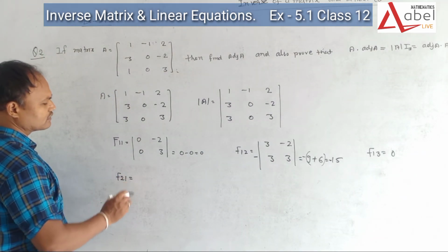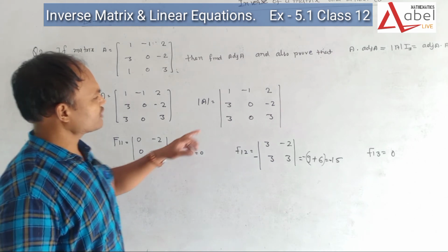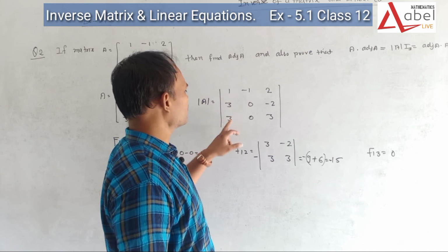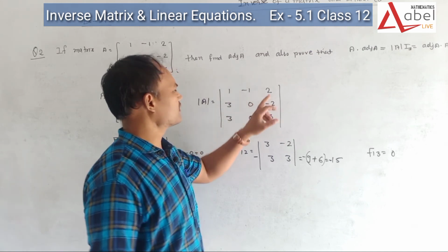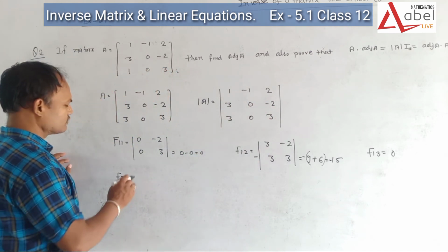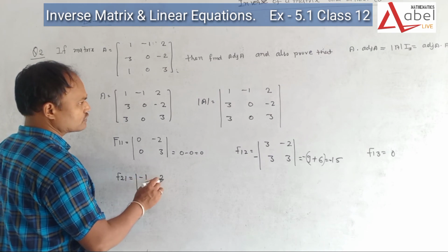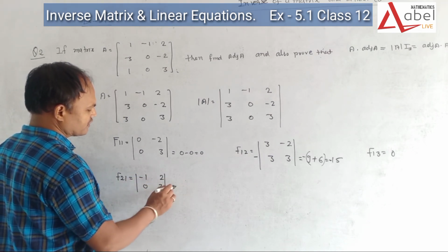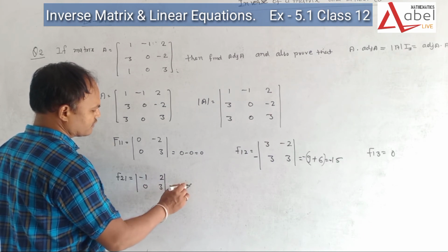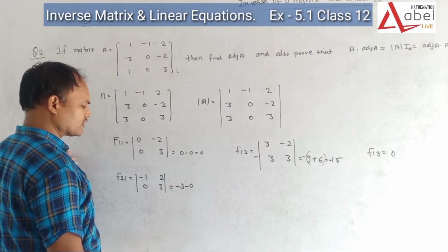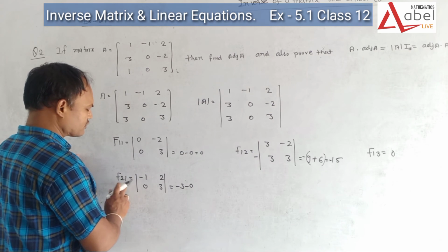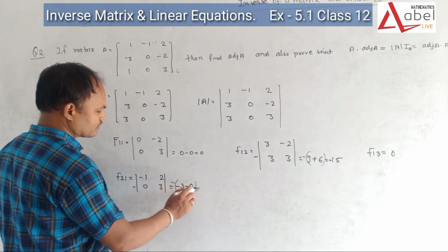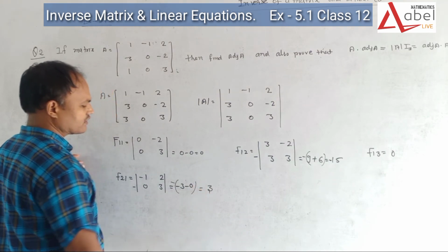Now F21 means we are going to find it with respect to 3. So this row and this column are eliminated. The remaining part is [-1, 2; 0, 3]. So it is minus 3 minus 0. What is the value? But it is 2 plus 1, so we have to use a negative sign before it. So we can say that it is 3.